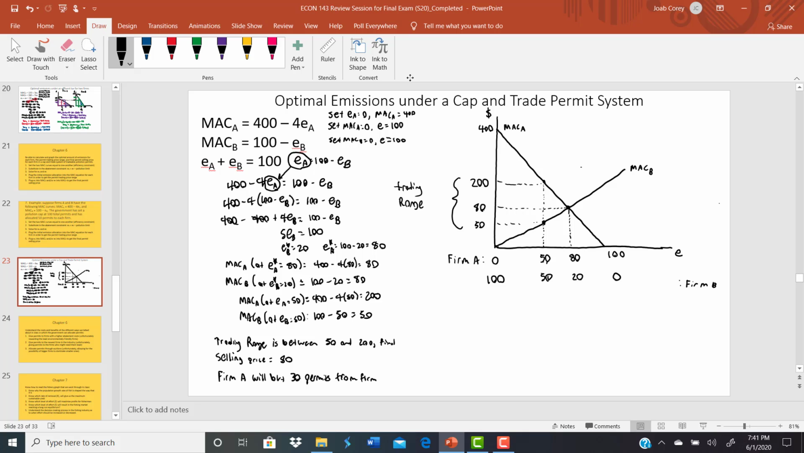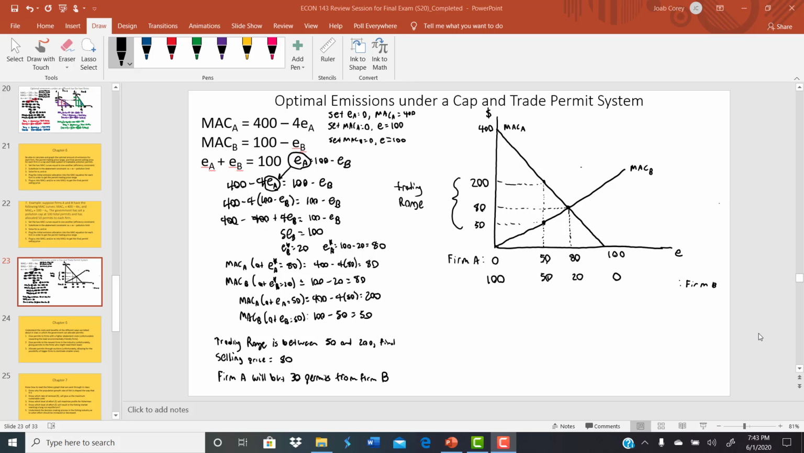Now, again, if you want to figure out who is buying and who is selling, look at what's happening before permits are being traded, right? They each start with 50, right? But firm A ends up moving from 50 up to 80 emissions, which means they had to acquire 30 permits. Firm B is going from having 50 emissions down to 20 emissions, right? That means that they are going to be selling those 30 permits, right? So that's kind of how you can figure out who is buying and who is selling.